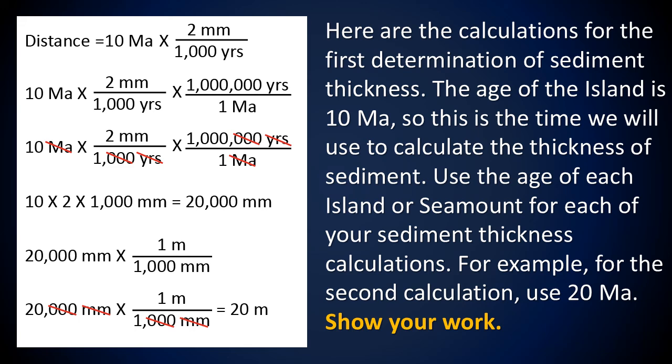So in 10 million years, there are 20,000 millimeters of sediment. We can convert this to meters by multiplying 20,000 millimeters by our conversion factor of 1 meter per 1,000 millimeters. We can cancel millimeters, and we can cancel 3 zeros in our numerator and 3 zeros in our denominator to find that in 10 million years we get 20 meters of sediment accumulating.